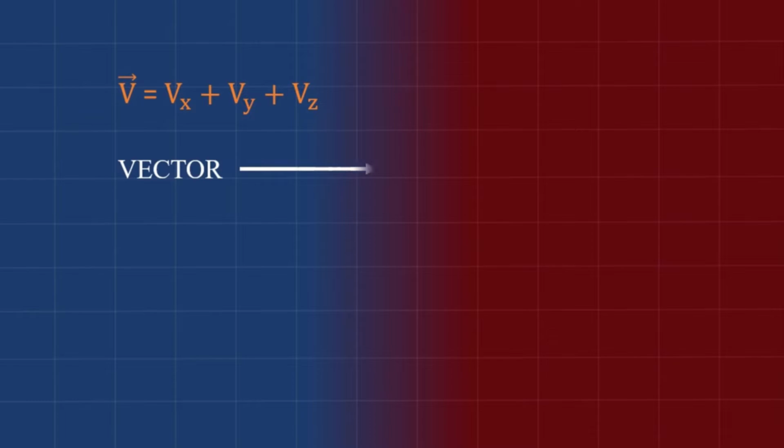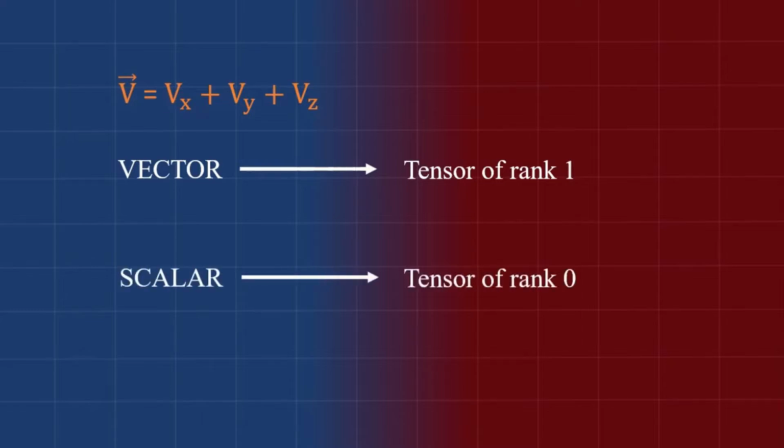So, we can generalize the vector capital V as Vx plus Vy plus Vz. Notice each component requires only one index because there is only one directional indicator or basis vector per component. This is what makes vectors tensors of rank 1, one index or one basis vector per component. So scalars can be said as tensors of rank 0 because scalars have no direction indicators, so no basis vectors required. Now we will see a tensor in three-dimensional space, that is stress tensor.